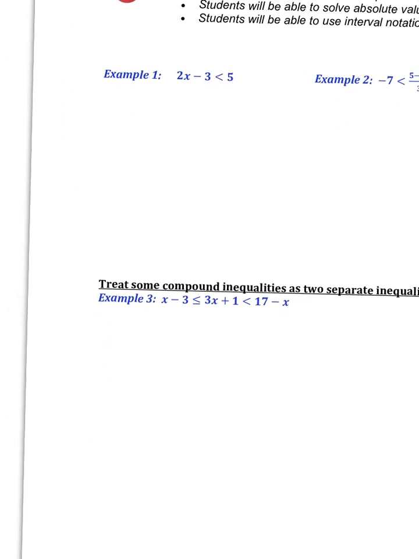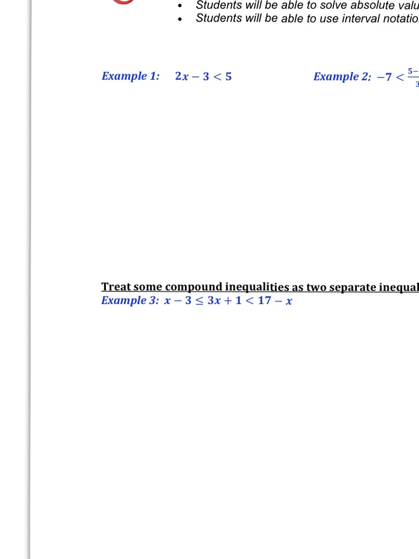All right, on this very simple inequality, just remember you're going to solve it just like you would an equation. We're going to add 3 to both sides. We're going to get 2x is less than 8. We're going to divide by 2, and we're going to get x is less than 4. Now, in interval notation, remember that means it is everything from negative infinity all the way up to 4. I'm going to use a parentheses rather than a bracket because it doesn't say equal to.